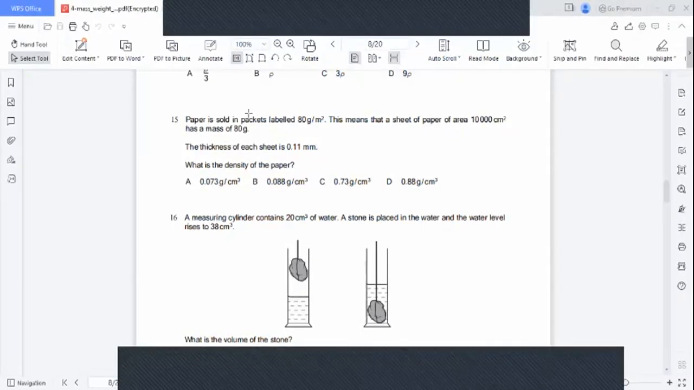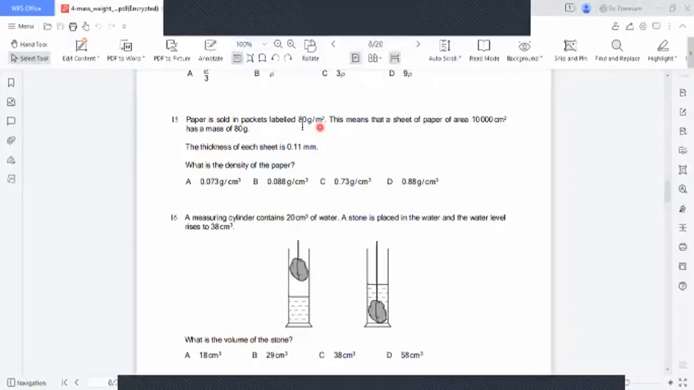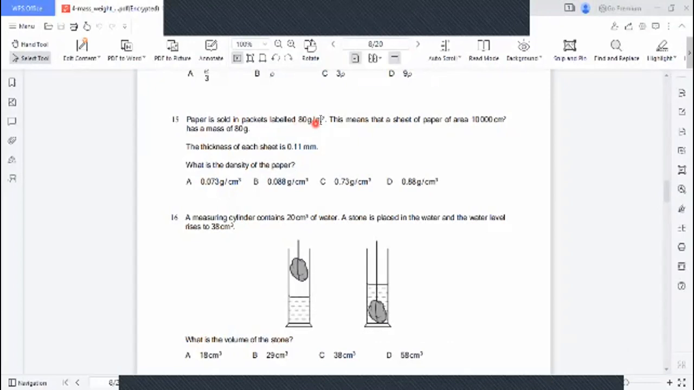The mass of paper is sold in packets labeled 80 gram per meter square. It means 80 is the mass of paper and meter square is the area of this sheet. Okay, this means that sheet of paper area 10 centimeters square. Okay. One thing is fine.